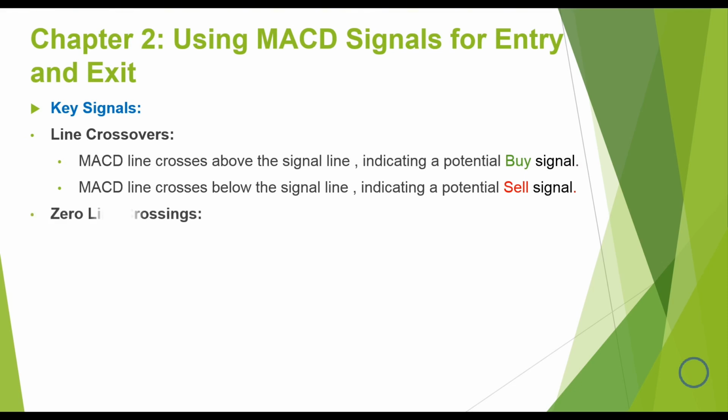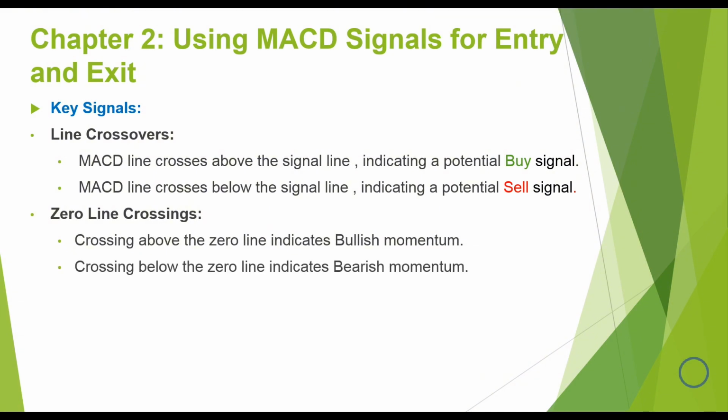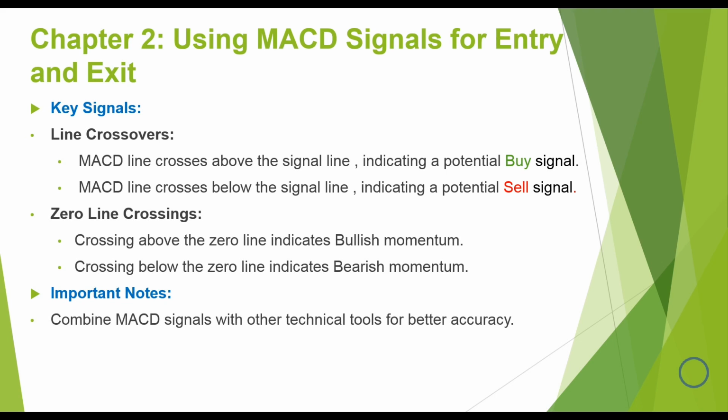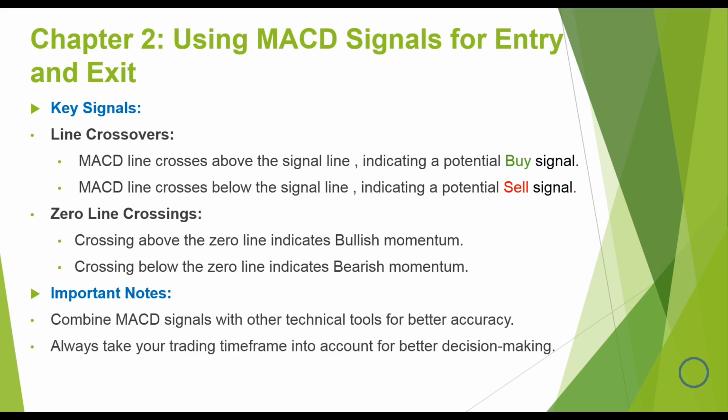Zero line crossings. Crossing above the zero line indicates bullish momentum. Crossing below the zero line indicates bearish momentum. Important notes. Combine MACD signals with other technical tools for better accuracy. Always take your trading time frame into account for better decision making.